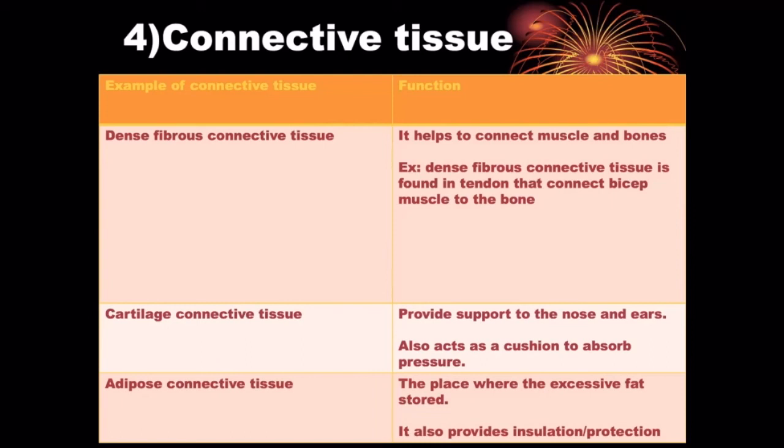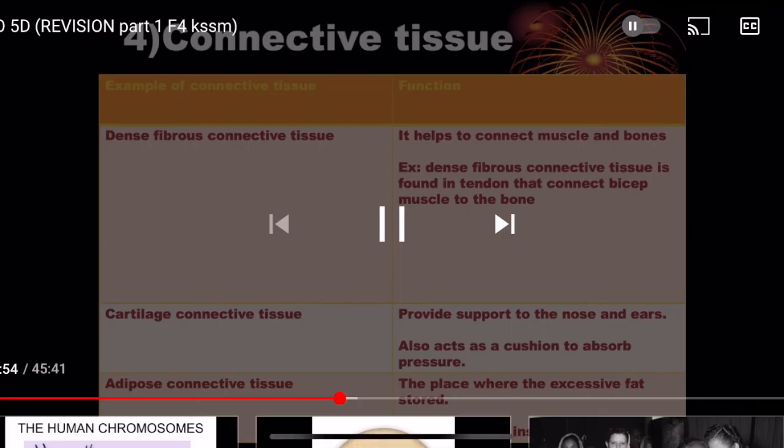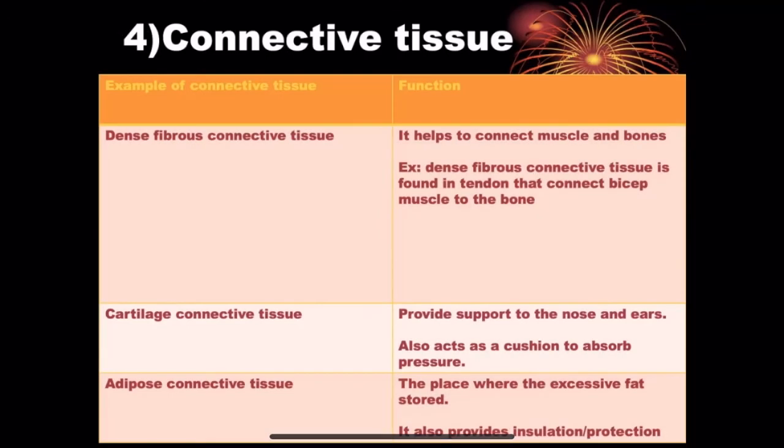So if you want to know where you can find adipose connective tissue, for example, under your arms, lengan awak tu. Under your arm, there is adipose connective tissue. Why? Because that is the place where any excessive fat will be stored. So that's why if you want to see whether you are fat or not, you look under your arms. You can see at your thigh, dekat peha awak tu. Peha can also have adipose tissue.